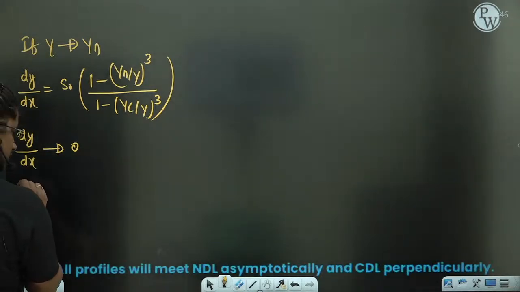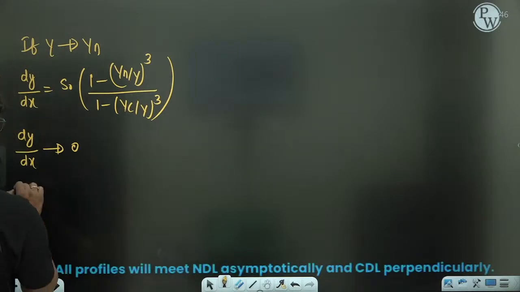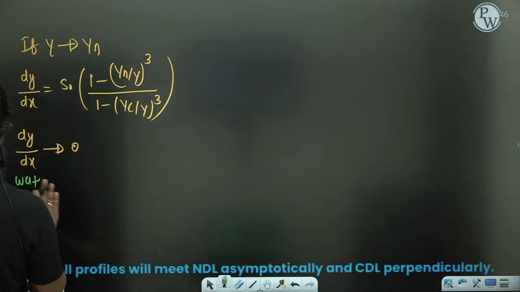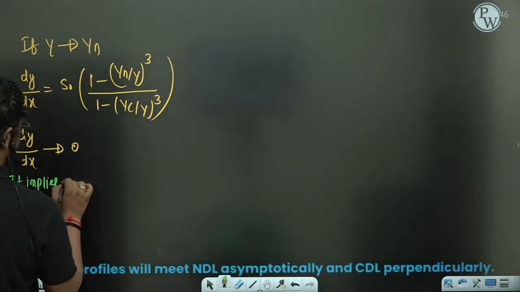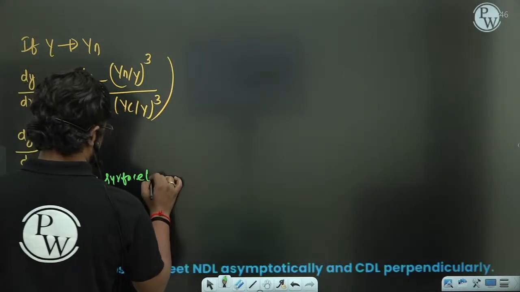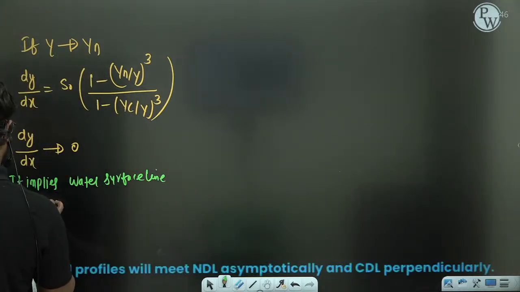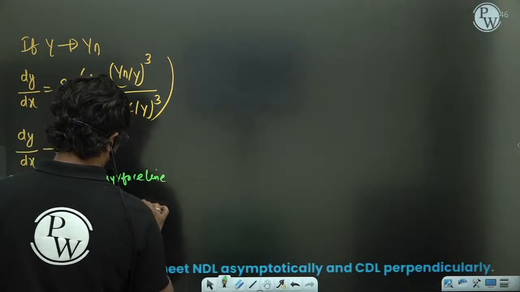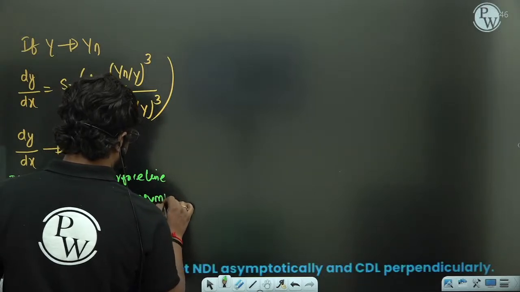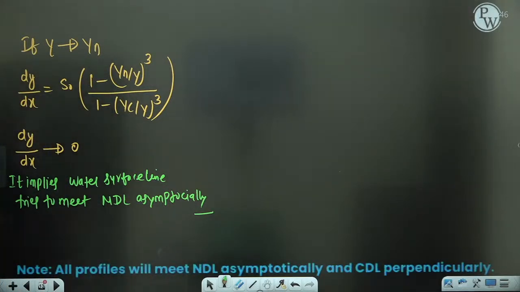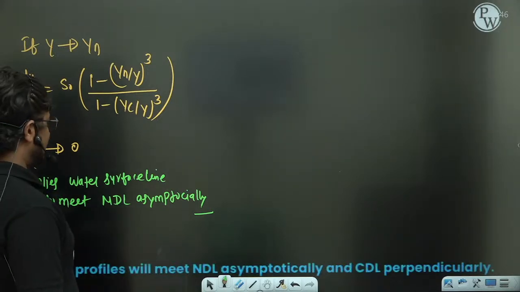It means, here I have written, it implies the water surface line tries to meet the NDL asymptotically.